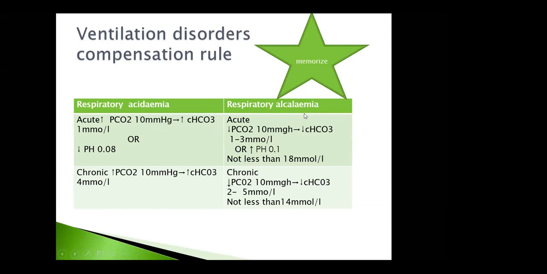For respiratory alkalemia, for each 10 millimeter mercury decrease in PaCO2, bicarb will decrease by 1 to 3 millimole per liter. For chronic cases, for each 10 millimeter mercury decrease in PaCO2, bicarb will decrease by 2 to 5 millimole. These are the rules which we should memorize while interpreting the ABG.